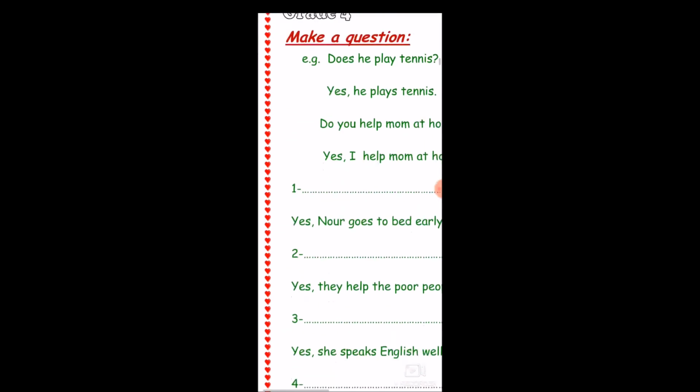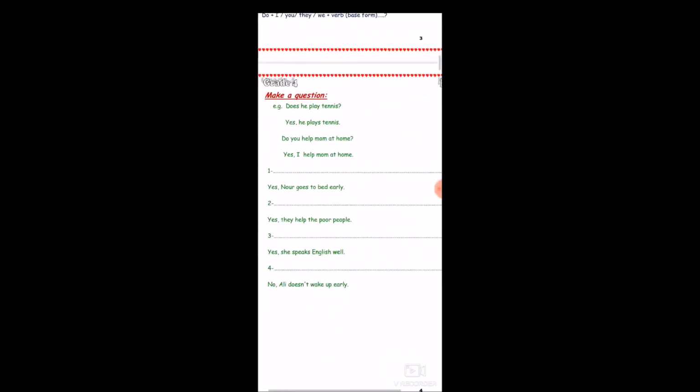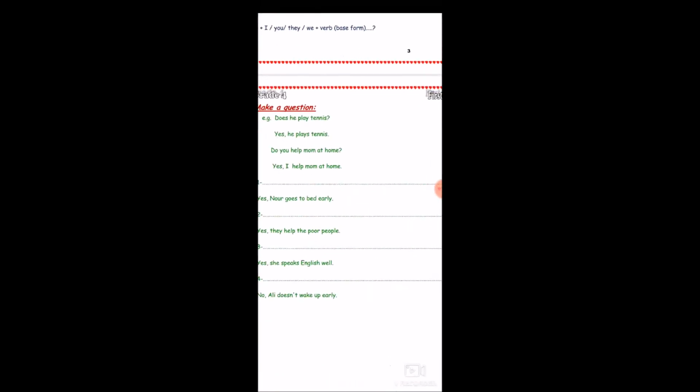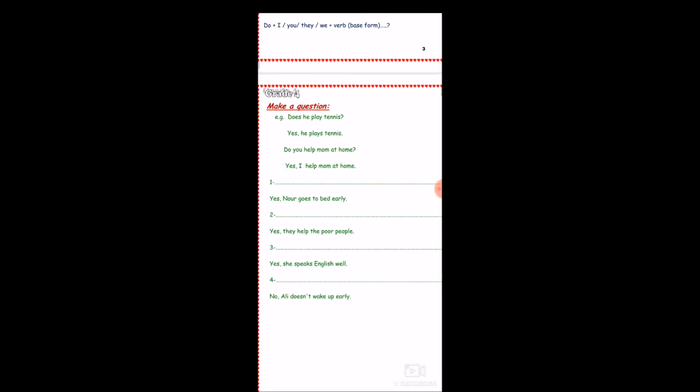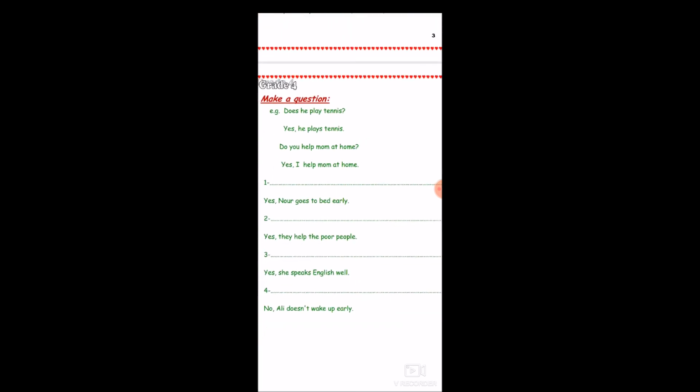Let's practice. Let's make questions to these sentences. Number 1. Yes, Noura goes to bed early. What is the question for this sentence? The verb here is goes. Should I start with do or does? Very clever. Here we should start with does. So the question is, does Noura go to bed early?